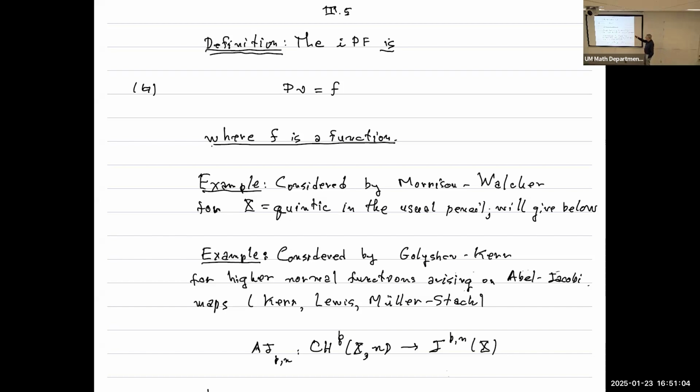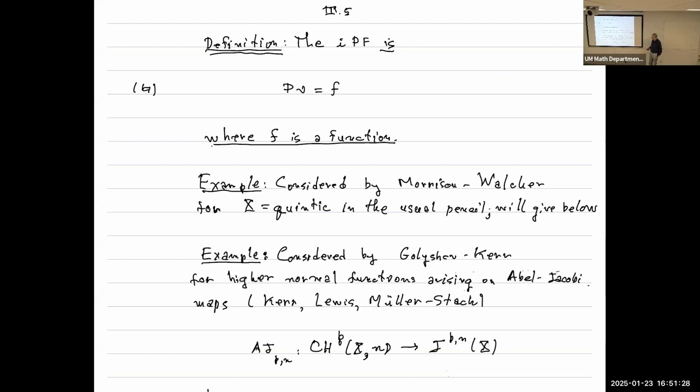That gives you the inhomogeneous Picard-Fuchs equation. Okay. So this has been considered in the physics literature a number of places. For example, there's a paper by Morrison and Walcher where they look at the quintic, and on the quintic they look at the difference of a pair of lines. And I'll come back to that equation in a little while.